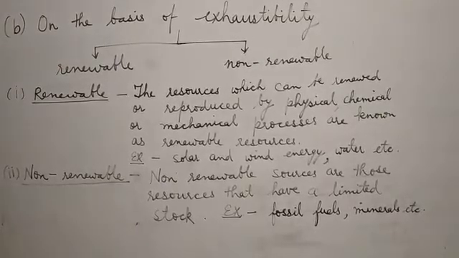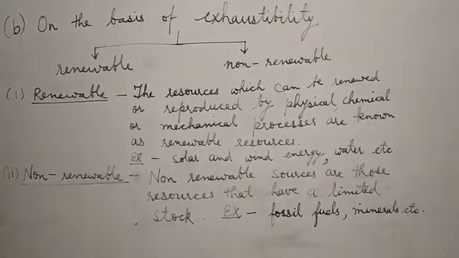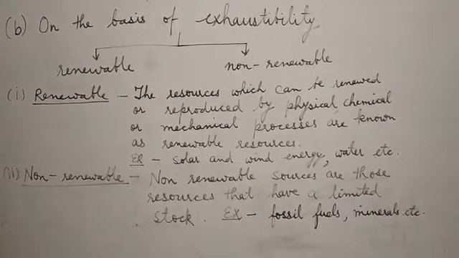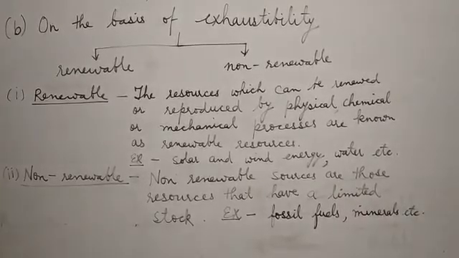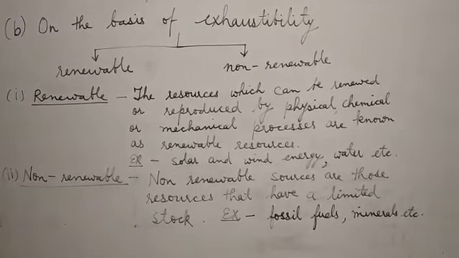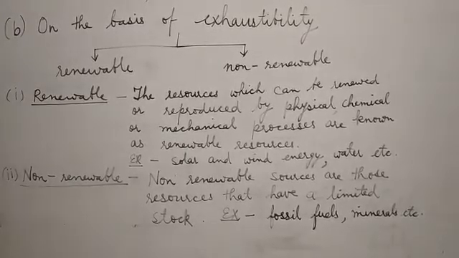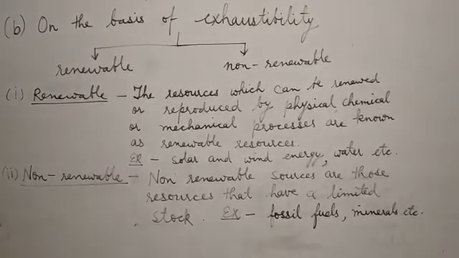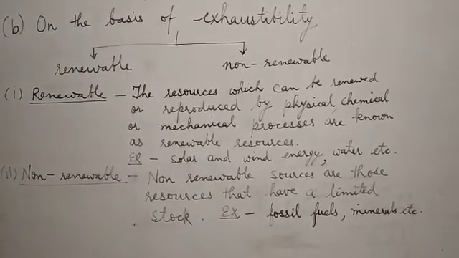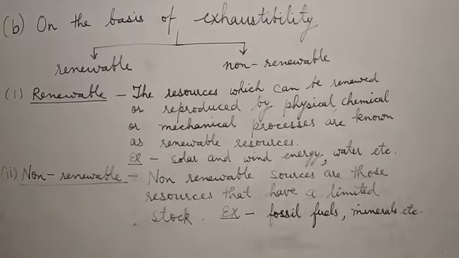The biotic are living components, abiotic are non-living components. On the basis of exhaustibility, resources can be renewable or non-renewable. Renewable resources can be renewed quickly, whereas non-renewable resources are exhaustible, they cannot be replenished or renewed quickly, like fossil fuels. The next basis we will discuss in the next class.